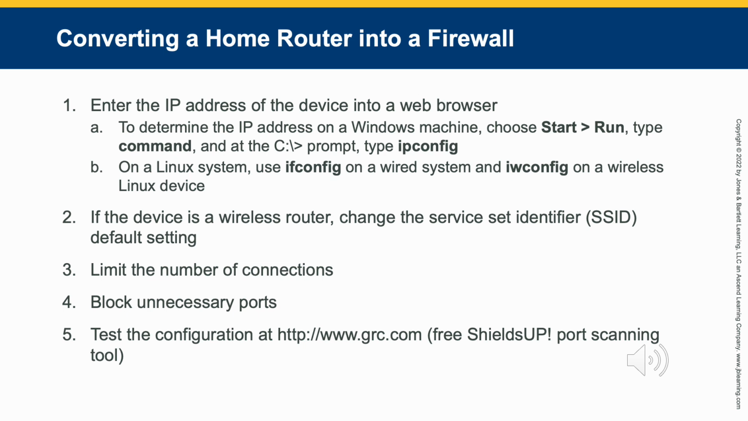Converting your home router into a firewall. Log into your home device through a web browser. If it's a Windows device, use ipconfig to figure out its address. On a Linux system, use ifconfig, and on a wireless system, iwconfig. If the device is a wireless router, change the SSID from the default setting. Limit the number of connections that can connect to it. Block unnecessary ports. And test the configuration by going to www.grc.com, which is a free Shields Up port scanning tool.